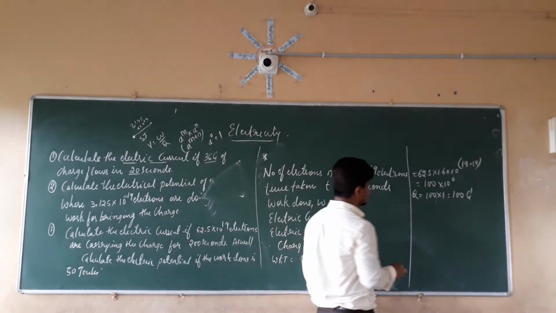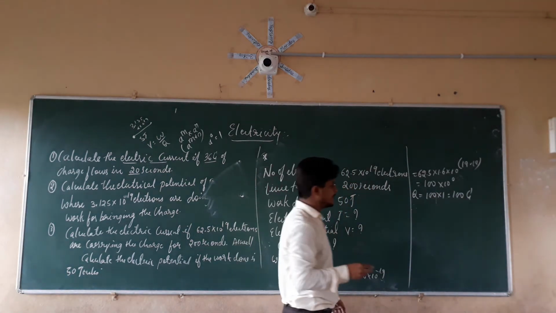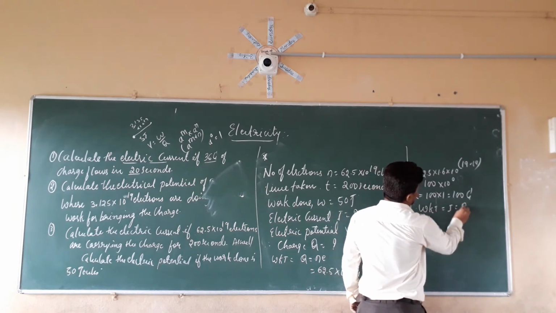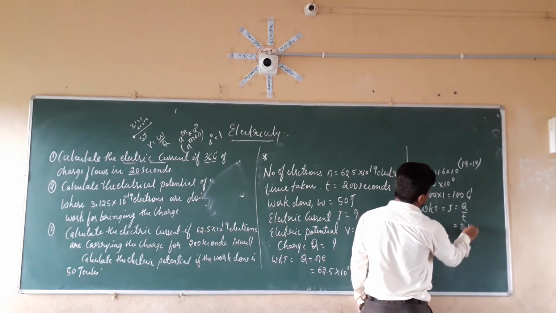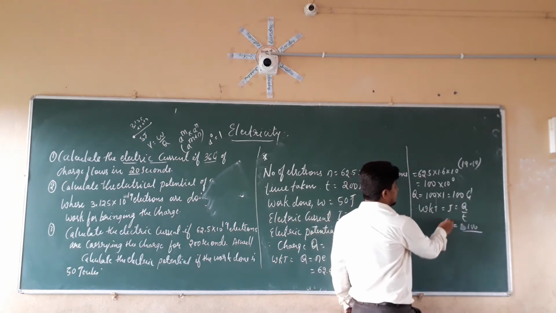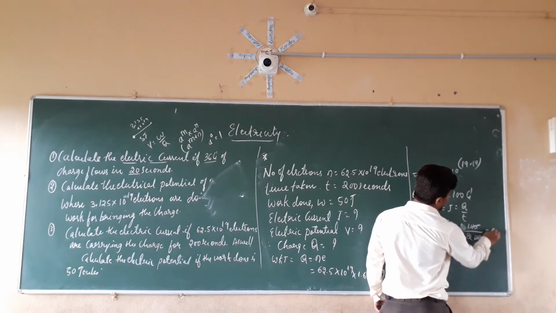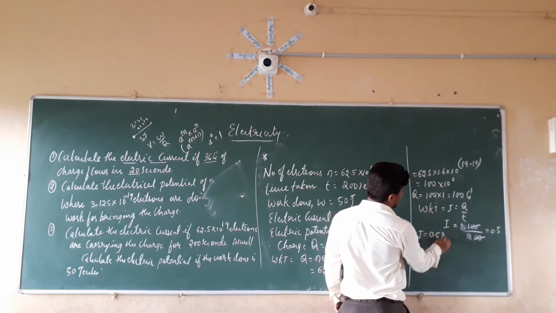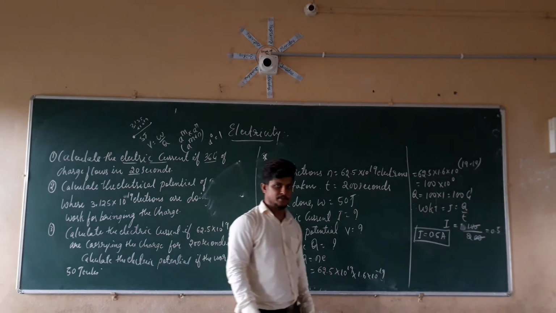So next, what do we have to find out? We have to find out the electric current. We know that I equal to Q by T. What is the value of Q here? That is 100. What is the value of time taken here? It is given in the problem statement, it is equal to 200. The zeros cancel. 1 by 2 is equal to 0.5. Therefore current is equal to 0.5 amperes.